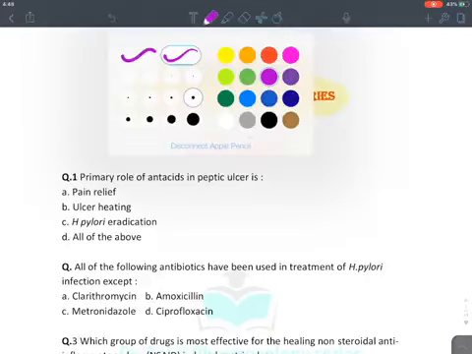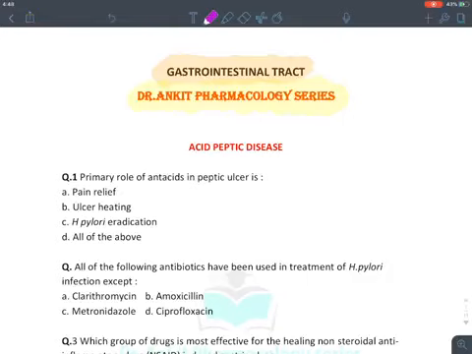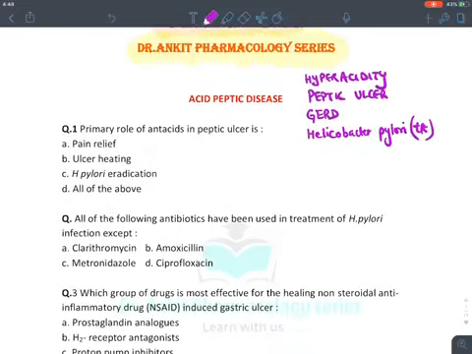Now remember, acid peptic disease comprises various diseases. It's a group of diseases. It comprises hyperacidity. It also comprises peptic ulcers. Now remember, peptic ulcers can be formed in the stomach as well as the duodenum. It also comprises GERD, that is gastroesophageal reflux disease. And there is a bacteria which can lead to peptic ulcers, known as Helicobacter pylori. So we will also see the treatment of Helicobacter pylori in this section. So the first section is acid peptic disease.